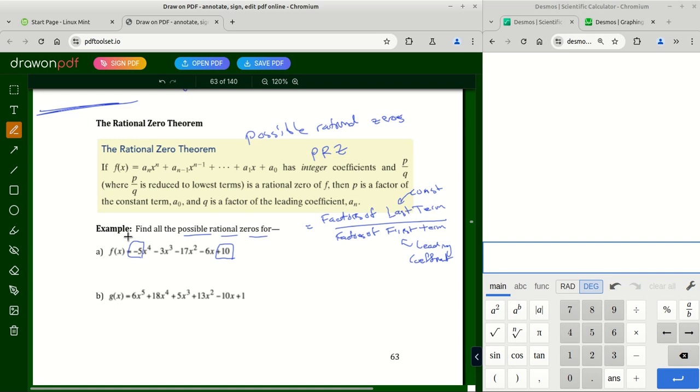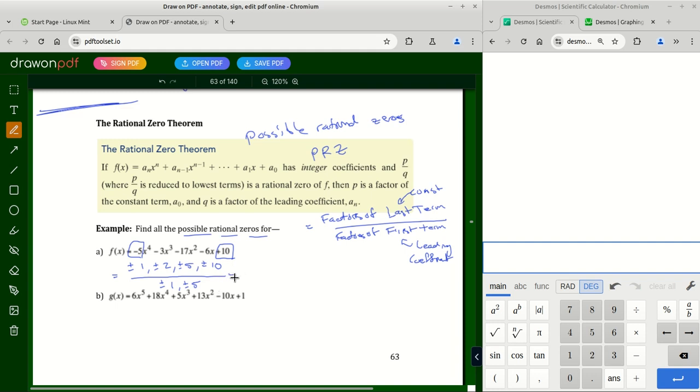So factors of 10 divided by factors of 5. And by factors, I mean really basic factors. So factors of 10 are 1, 2, 5, and 10. Notice that I put plus and minus, because to get up to a positive 10, we could do positive 1 and positive 10, or a negative 2 and a negative 5. So factors of 5 is 1 and 5. And this is kind of your answer.